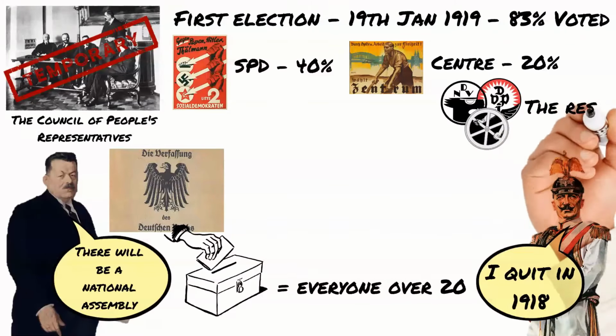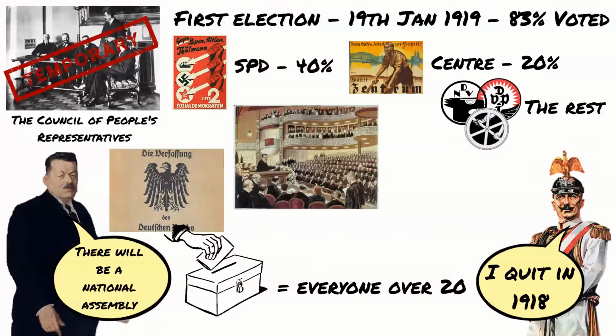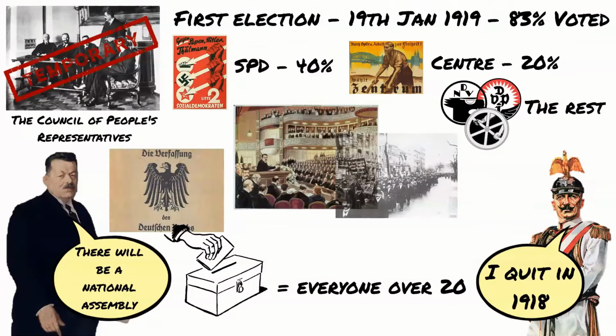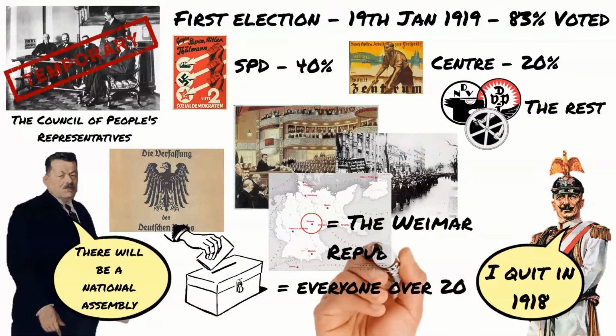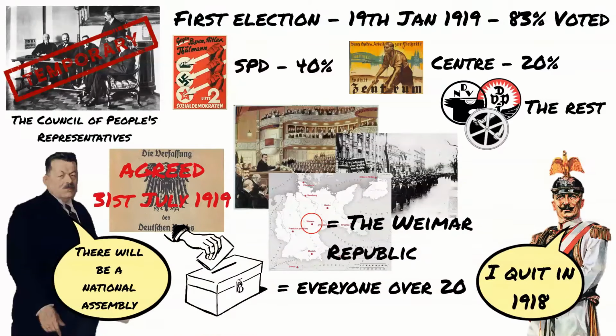The first National Assembly met in February, but because there were still protests and unrest in Berlin, the Assembly was forced to meet in a small town called Weimar, about 300 kilometres from Berlin. As a consequence of this, the new government became known as the Weimar Republic. Over the next 6 months, the Assembly argued over the Constitution and what should be included. On the 31st of July 1919, the new Constitution was agreed.